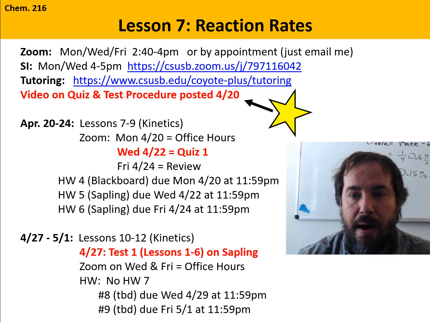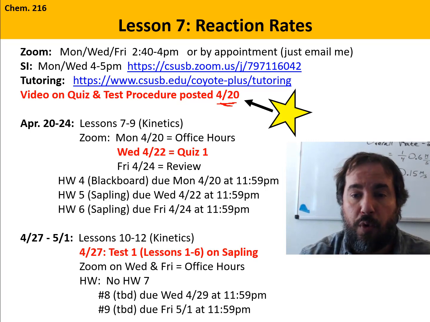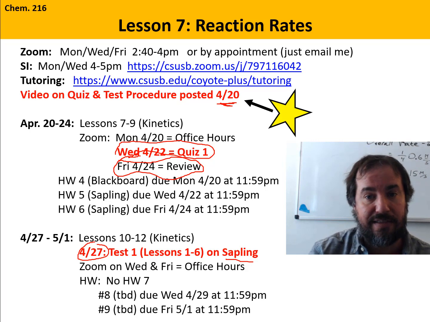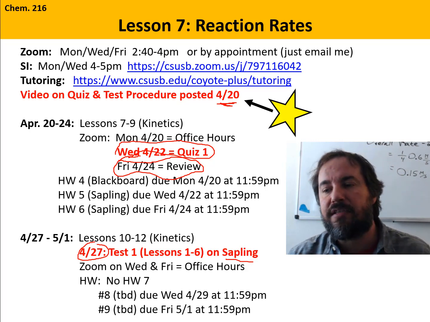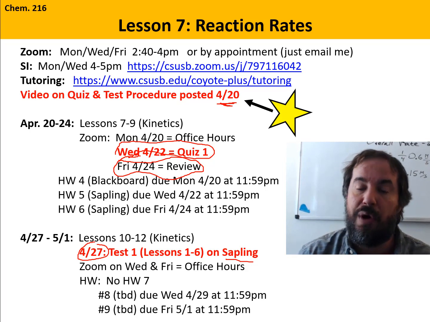Remember, on Monday, April 20th, I'll post a video on the quiz and test procedure. Your quiz number 1 will be on Wednesday, 4/22. On Friday, 4/24, will be a review. And then on 4/27, there will be test 1. This is on Sapling. There's no homework for this lesson, lesson number 7, but some of these questions may be on homework number 8, which will be due April 20th.